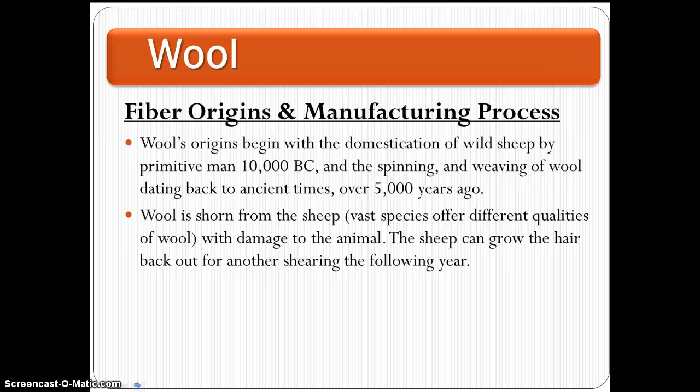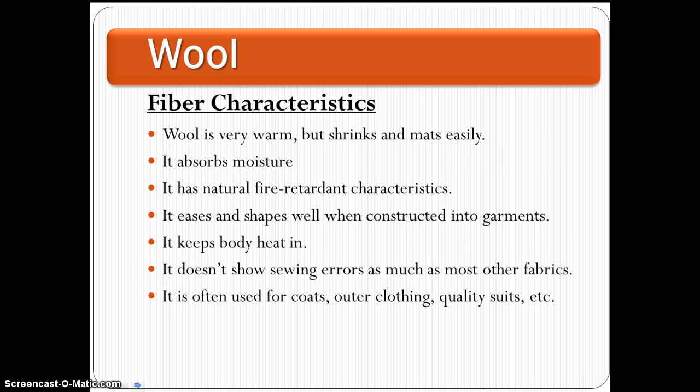Wool is shorn from the sheep. There's many species which offer different qualities of wool, but with no damage to the animal when you shear the hair. The sheep can grow the hair back out for another shearing the following year. Wool is very warm, but it can shrink and it mats very easily. It absorbs moisture. It has natural fire retardant characteristics because it will hold that moisture and yet still feel dry.